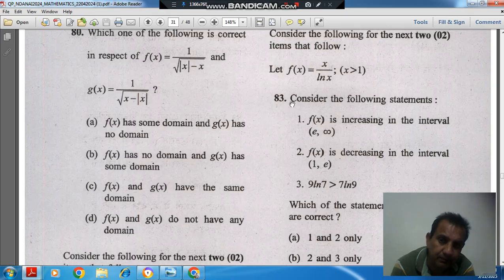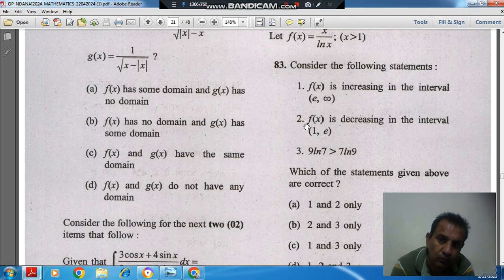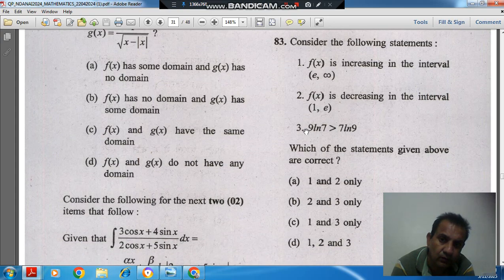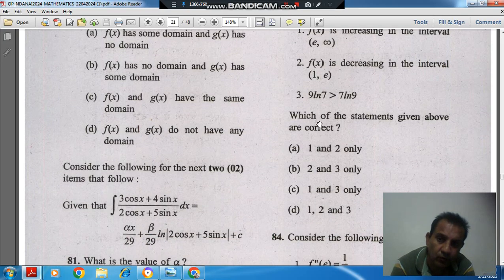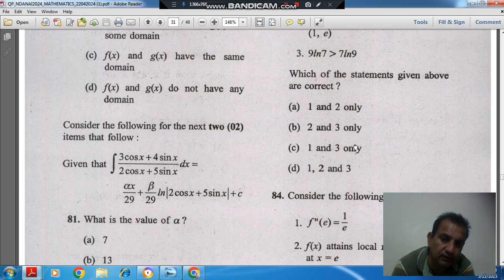Question number 83 based on this is, consider the following statements. 1. f(x) is increasing in the interval e to infinity. 2. f(x) is decreasing in the interval 1 to e. 3. 9 ln 7 is greater than 7 ln 9. Which of the statements given above are correct? Option A 1 and 2 only, option B 2 and 3 only, option C 1 and 3 only, and option D 1, 2 and 3.